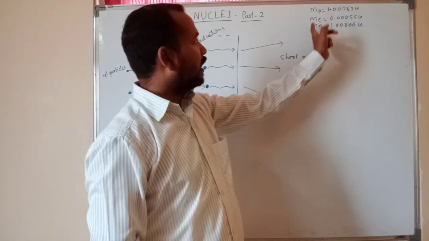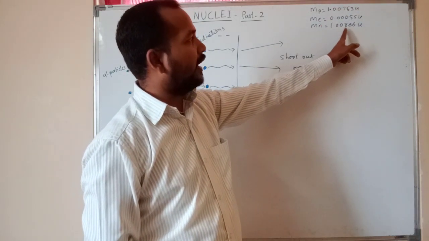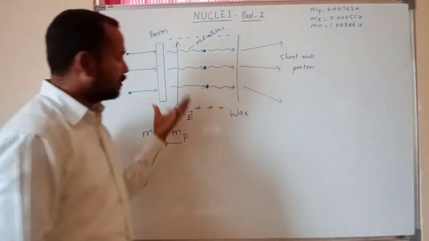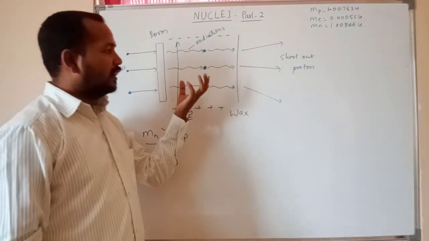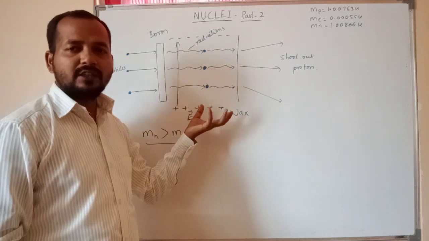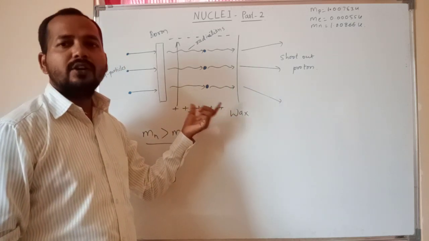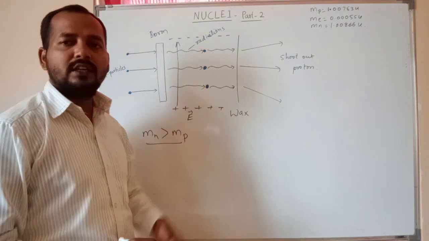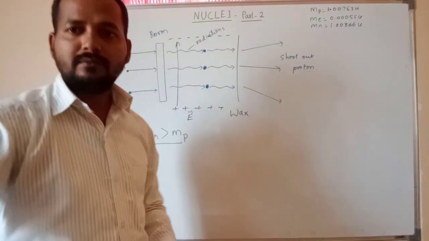1.00783 unit and mass of neutron is 1.00866 unit. By this experiment we come to know that there are particles heavier than the proton. Those particles are neutral and are called neutrons. This is what James Chadwick explained.